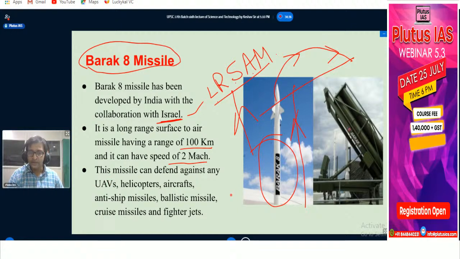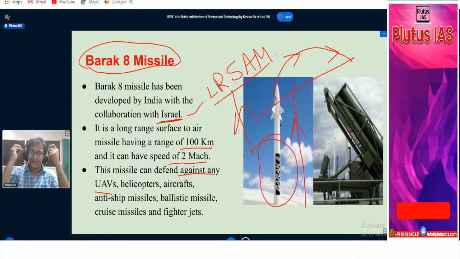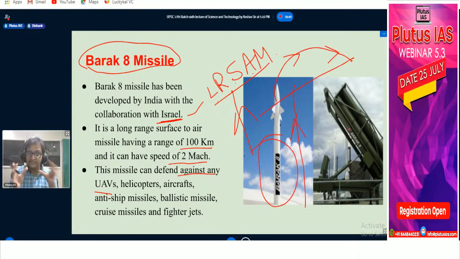Now come to this: the missile can defend against any UAVs. Means suppose any UAV is coming, any helicopter is coming, any aircraft is coming, any anti-ship missile is coming. This Barak 8 missile has technology to destroy them.